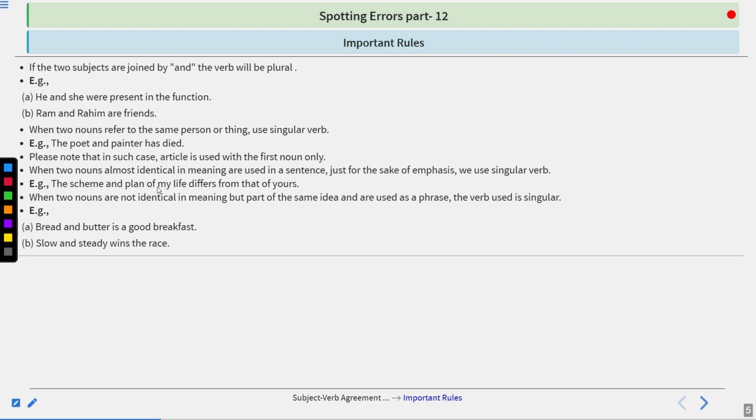Slow and steady wins the race. So slow is a noun, steady is also a noun. It also becomes a unit, a quality. Slow and steady wins the race. That's why we have used singular verb, the verb that ends with s. I hope you've understood.